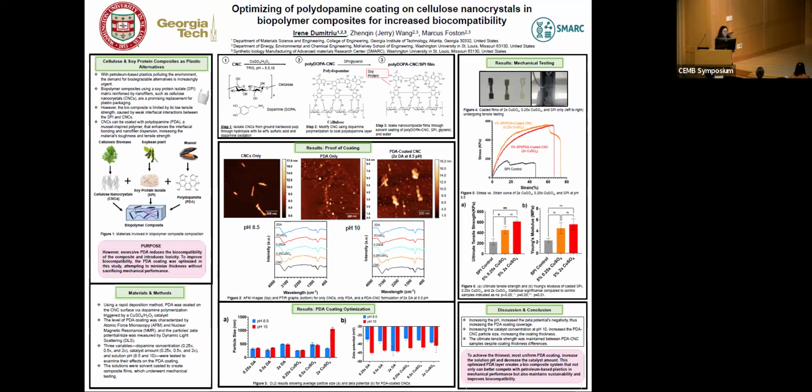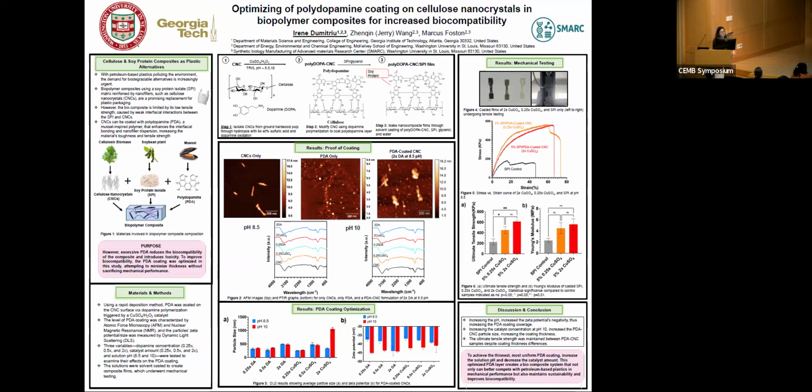Hi, everyone. My name's Irene Dumitriu, and this summer I had the incredible opportunity to work in the Foston Lab, where I worked on the optimization of polydopamine in a biopolymer composite for increased biocompatibility. There's an increasingly urgent demand for sustainable biodegradable materials, and this is because our environment is being polluted by petroleum-based plastics. So a plastic alternative is our biopolymer composite.